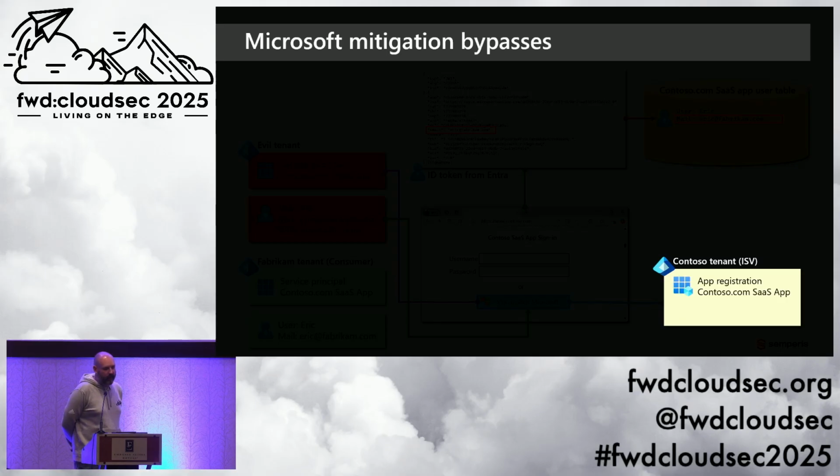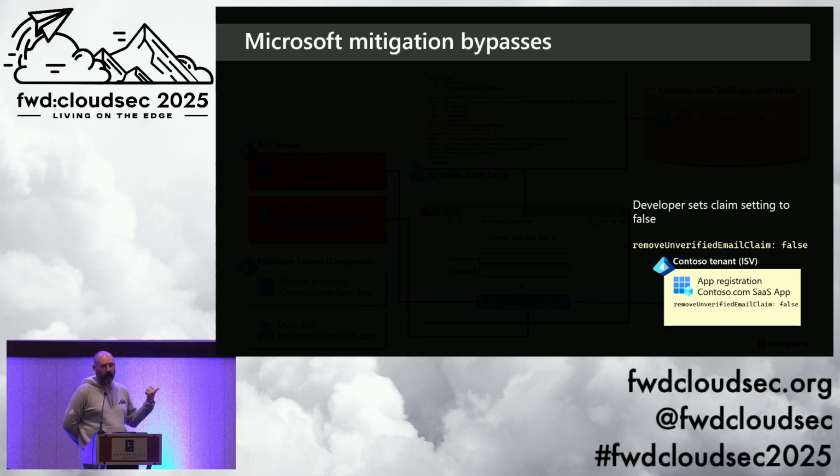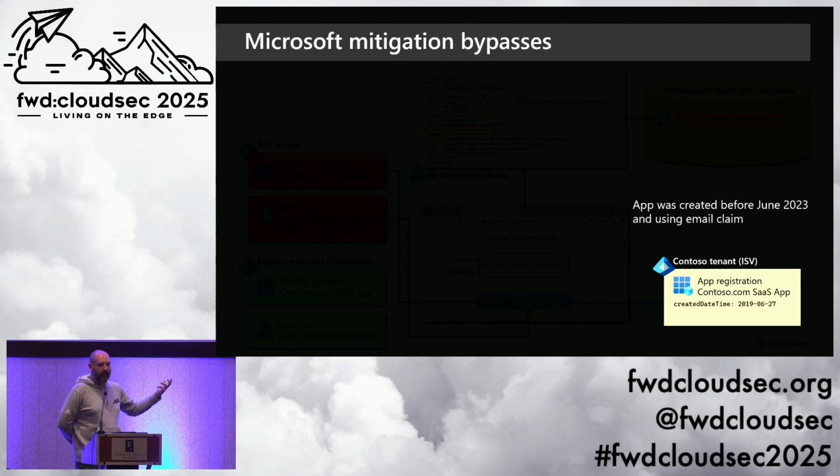But there are also bypasses on this sort of stuff. The developer can set this claim to false, so they can just flip a bit and say, no, I want to consume unverified email claims, and they might find that they have legitimate purposes to do this. And again, applications created before June 2023 are using that email claim.